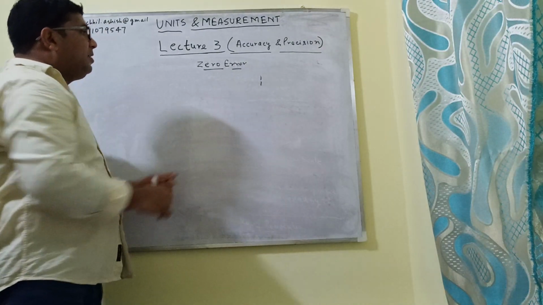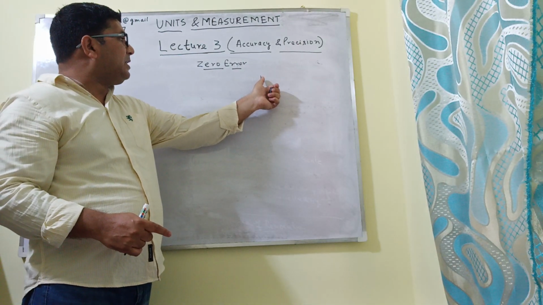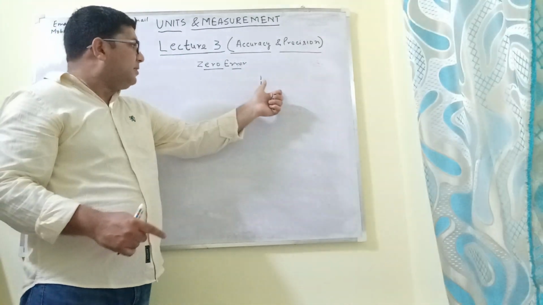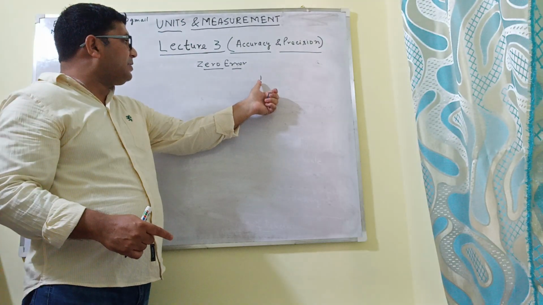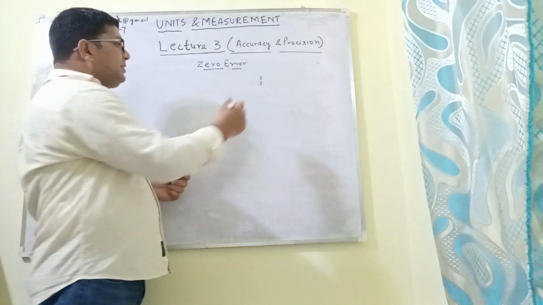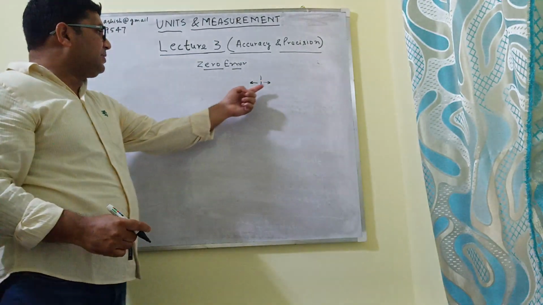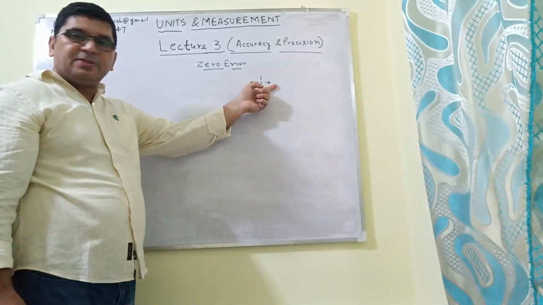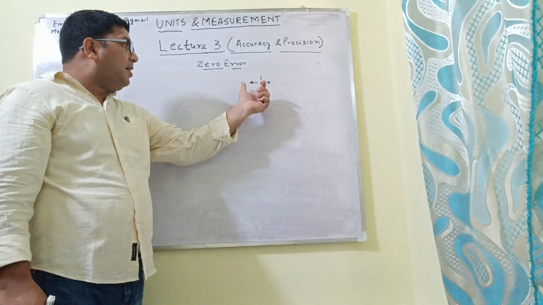What happens, the zero of the vernier scale will be ahead of the zero of the main scale, or behind it. Meaning either it will be on the right side or on the left side. So when it is on the right side, it is called a positive zero error, and when it is on the left side, it is called a negative zero error.